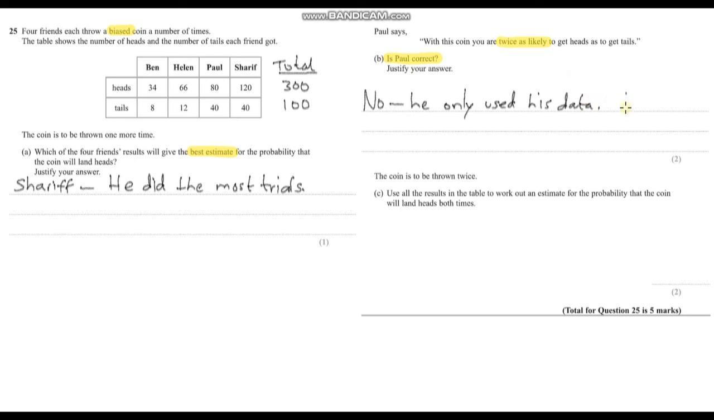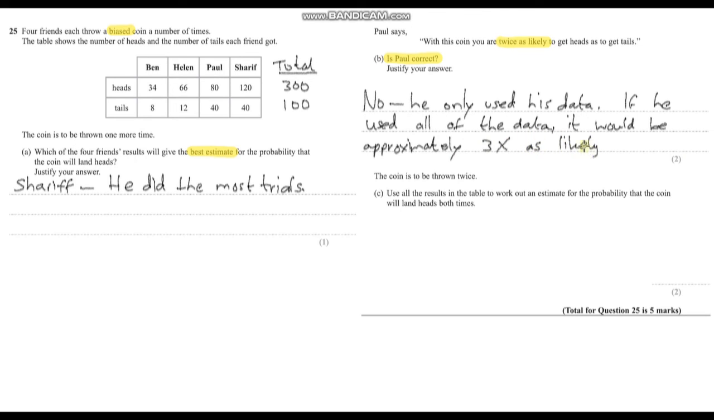So if he used all of the data, we can see that it's going to be around 3 times as likely. I'm not going to say exactly because this is only an experiment, but approximately 3 times as likely. Okay, so it's not twice as likely, it's more likely to be 3 times as likely because we're using more data.